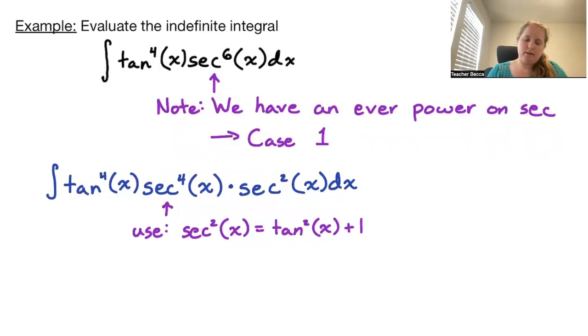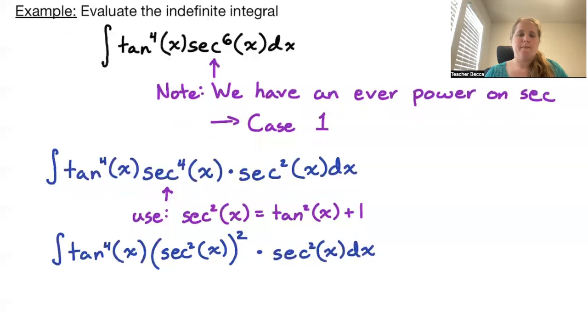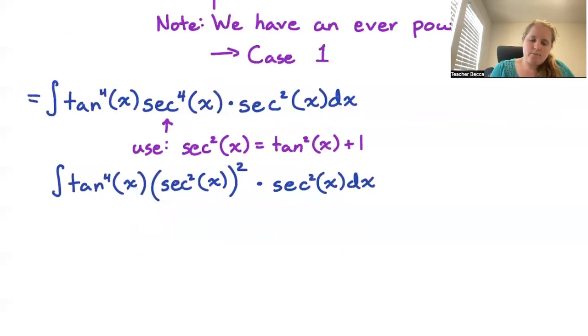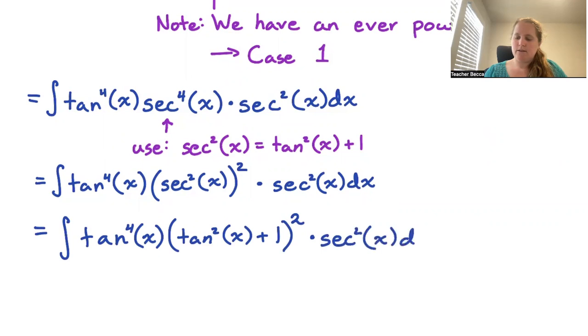So we are looking at the integral of tangent to the fourth of x times secant to the fourth, which is secant squared of x, squared. Then we have times our secant squared x dx. Again, that secant squared becomes tangent squared plus 1. So we have tangent to the fourth of x times tangent squared x plus 1. That entire tangent squared x plus 1 is now squared, and times secant squared x dx.